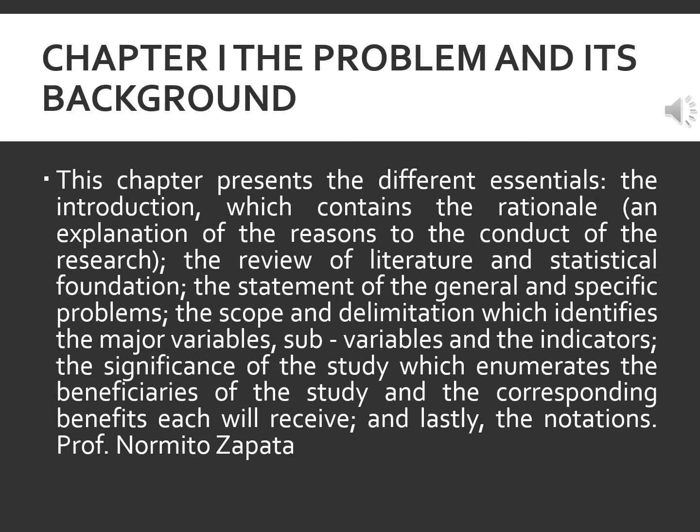Chapter 1: The Problem and its Background. This chapter presents the different essentials: the introduction, which contains the rationale, an explanation of the reasons for the conduct of the research; the review of literature and statistical foundation; the statement of the general and specific problems; the scope and delimitation, which identifies the major variables and the indicators; the significance of the study, which enumerates the beneficiaries of the study and the corresponding benefits each will receive; and lastly, the notations.